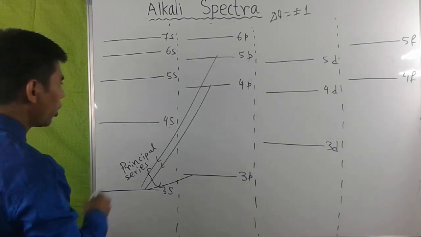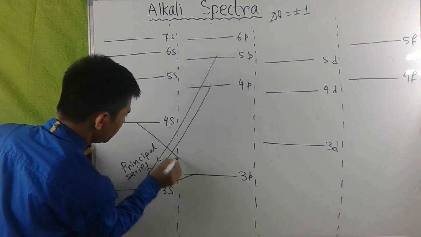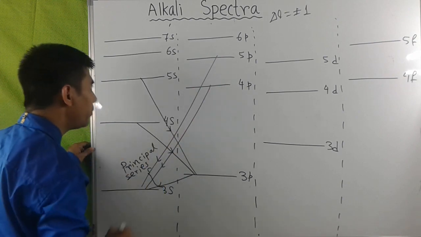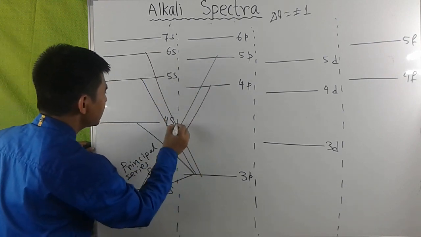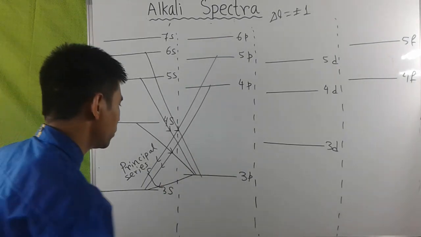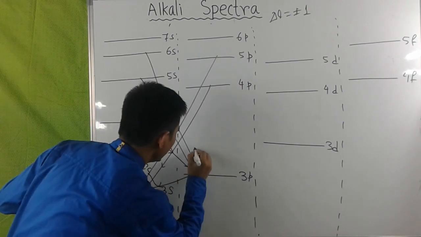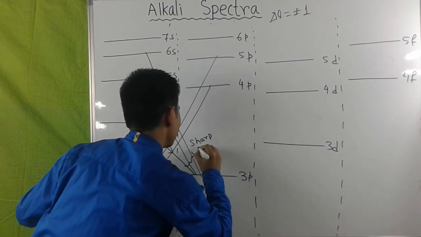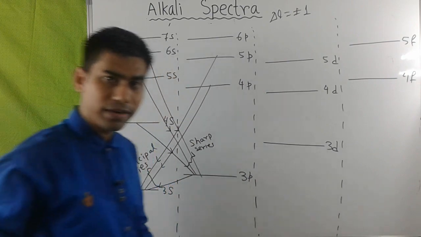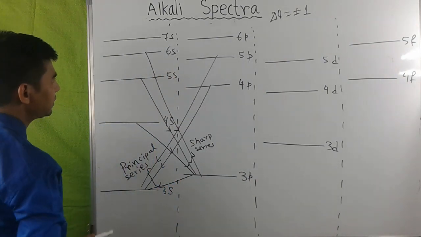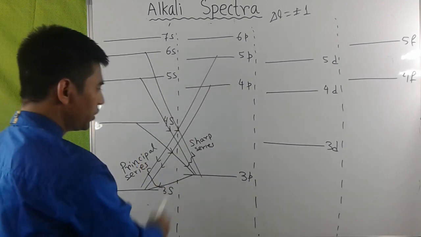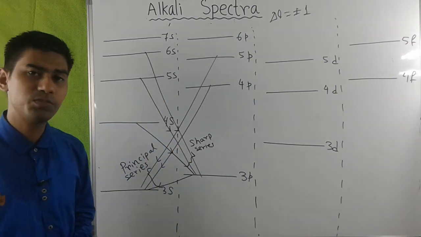Now the transition from the 4s level to the 3p level, the transition from the 5s level to the 3p level, and the transition from the 6s level to the 3p level give rise to the lines of the sharp series. So this is the sharp series. According to the selection rule delta L equals plus or minus 1, the transitions from the 6s, 5s, and 4s levels to the 3p level give rise to the lines of the sharp series.